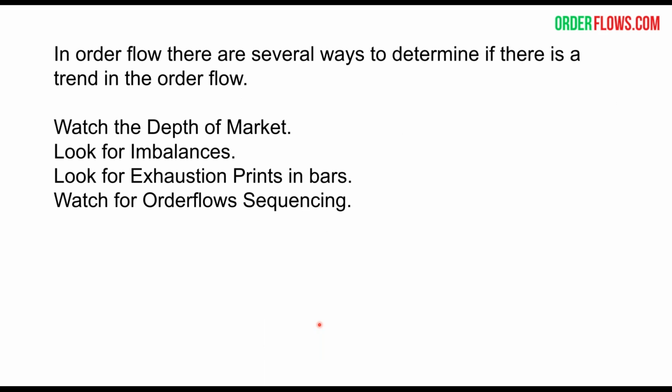Now, in order flow, there are several ways to determine if there is a trend, right? You're going to watch the depth of the market, the dome. You're going to look for imbalances. You're going to look for exhaustion prints in bars, or you're going to watch for order flow sequencing. Now, order flow sequencing is something that's new in the Order Flow Trader 3.0, but I'm going to show you how to see it on a normal chart so you can look for it yourself.